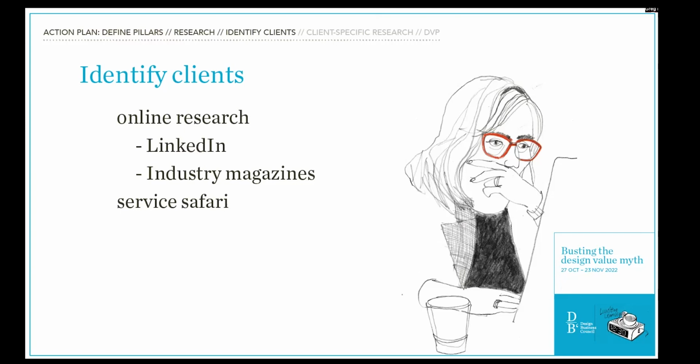Well, we do online research, Google. That then leads us into using LinkedIn, and we would research online for industry magazines to see what's happening in the industry. Industry associations have magazines, so looking at the industry associations, and there's a number in this space, you get a good idea of who's who in the zoo. And Service Safari, which is actually checking out how clients perceive the businesses that you've identified.